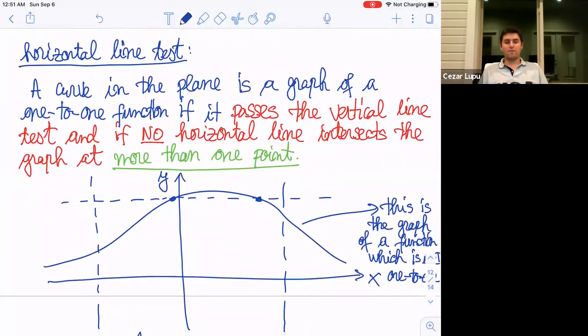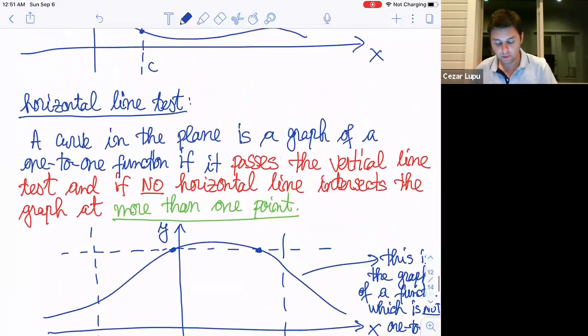Keep in mind that. So I want you to look again at the horizontal line test. A curve in the plane is a graph of a one-to-one function if it passes the vertical line test, which of course it has to pass so that we can look at this as a function, and if no horizontal line intersects the graph at more than 1 point, so it has to be just 1 point, no more than that. And we have seen examples.